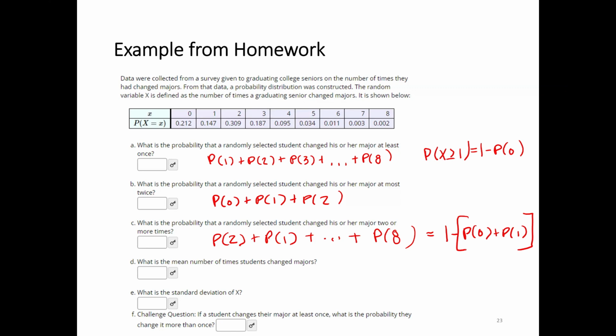Okay, find the mean. So I'm going to put this in my calculator. I'm going to put that in L1 maybe, and this in L2. So put the X's in the first list and the probabilities in the second list. That'll give you the mean and standard deviation when you run the one variable statistics.